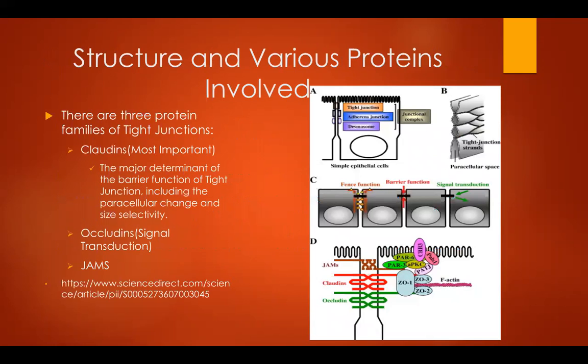Structure and various proteins involved. There are three main families of tight junction proteins. Claudins are the most important, being the major determinant of the barrier function of tight junctions, including the paracellular charge and size selectivity of what flows through. Occludins mostly have to do with signal transduction. If we look over here, we can tell that this is like the fence function that JAMs do. Then the barrier function is more the claudins, and the signal transduction is more the occludins. And as you can see, these claudins bind to the ZO1 right here, this little protein or enzyme.